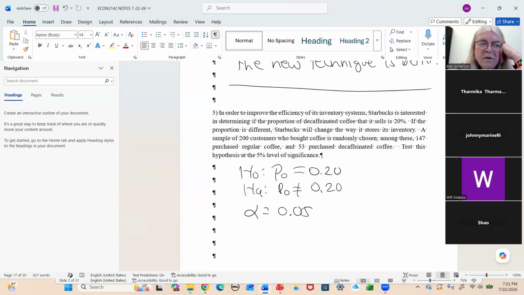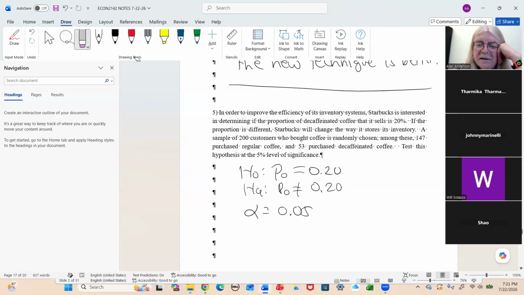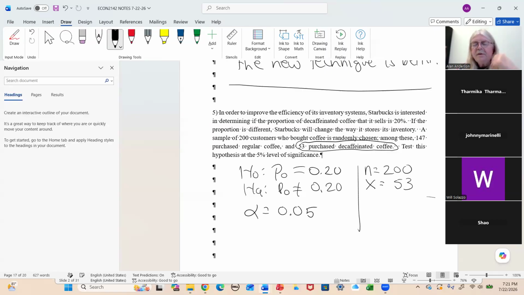Now, since this is a proportion problem, we don't have to worry about using t. It's not going to happen. And so the data we were given is that we have 200 customers, 147 of them. See, this is written in a slightly tricky way. This is what we need to know right here. Be careful. 53 say they drink decaf. That's what we're analyzing. What proportion of them like decaf? So don't be tricked.